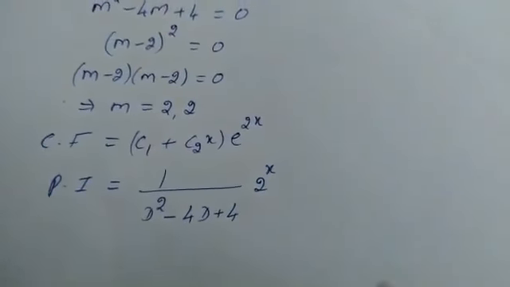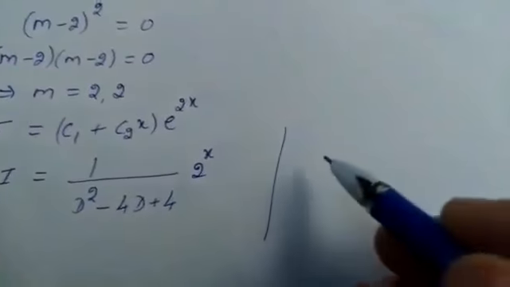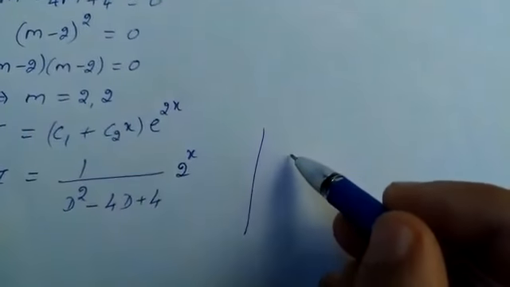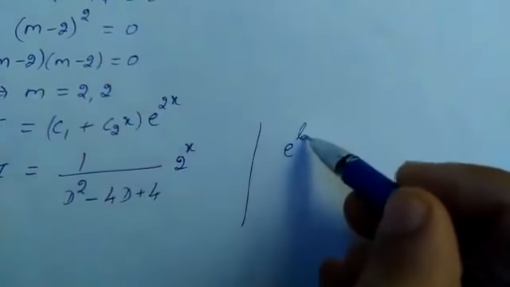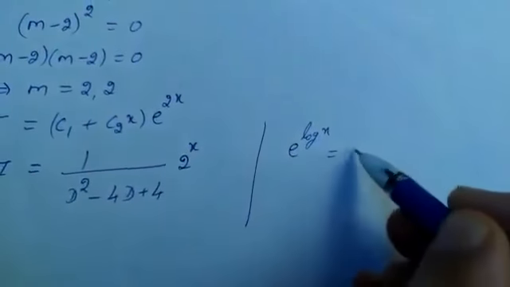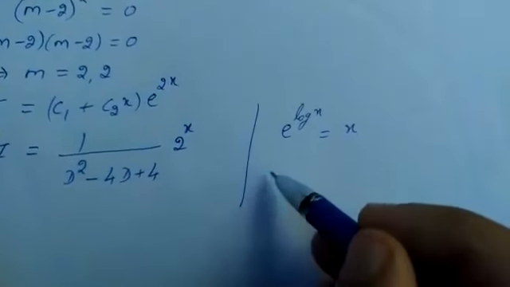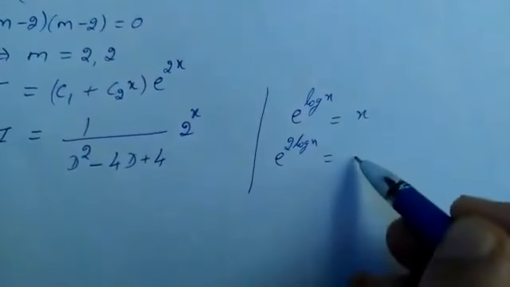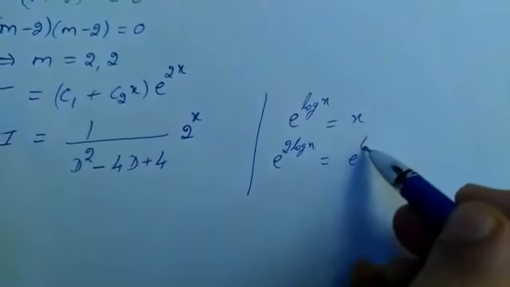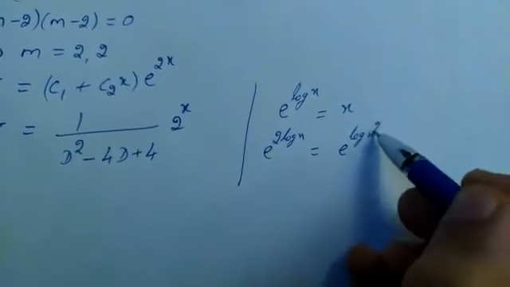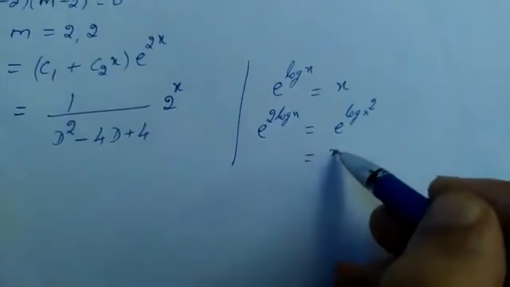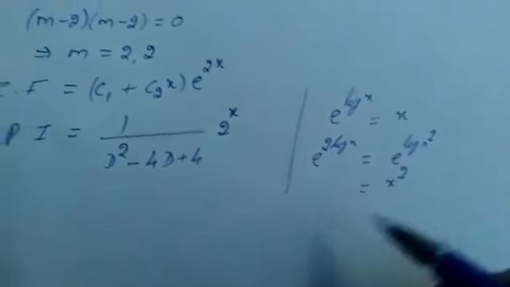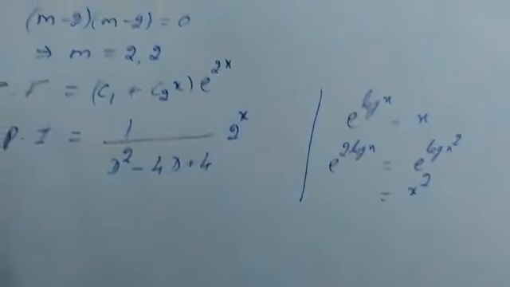So we have to bring it in the terms of e raised to something. How we can bring it: we know e raised to log x means simply x. Similarly, e raised to 2 log x means e raised to (log x) square, so this will be x square. Same method we can apply here.